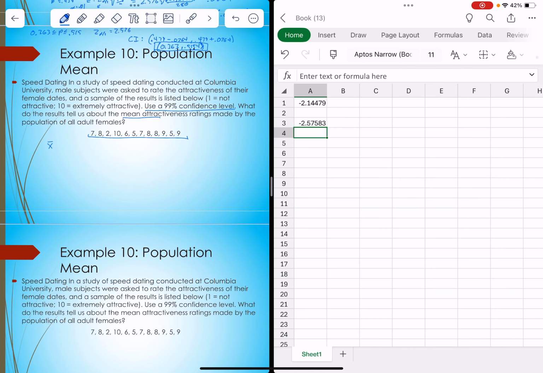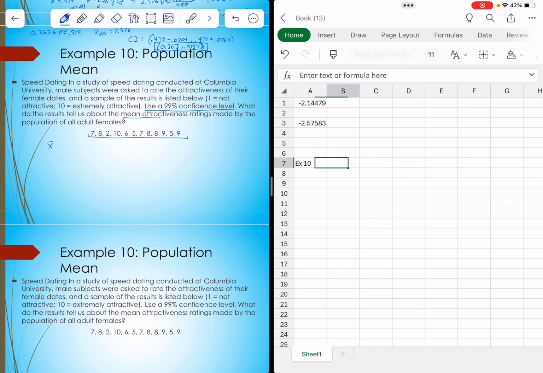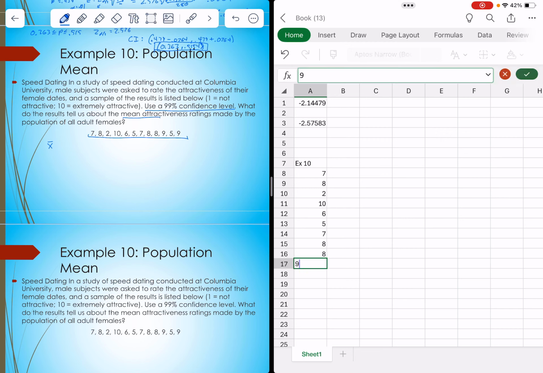There we go. Split it like that. All right, now I'm going to go ahead and type in these numbers. I'll just say this is example 10. And here's my data. I'll put my data down below. 7, 8, 2, 10, 6, 6, 5, 7, 8, 8, 9, 5, 9.